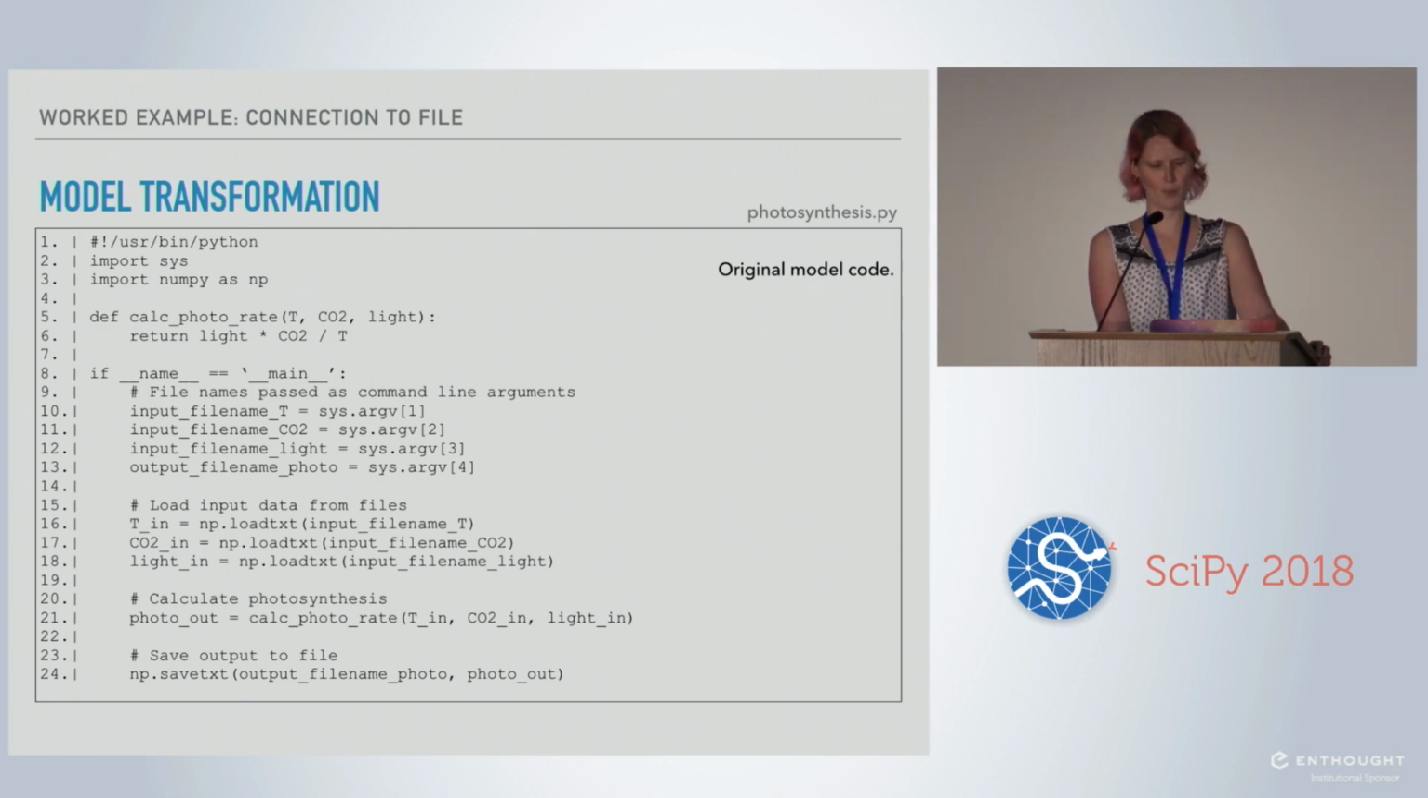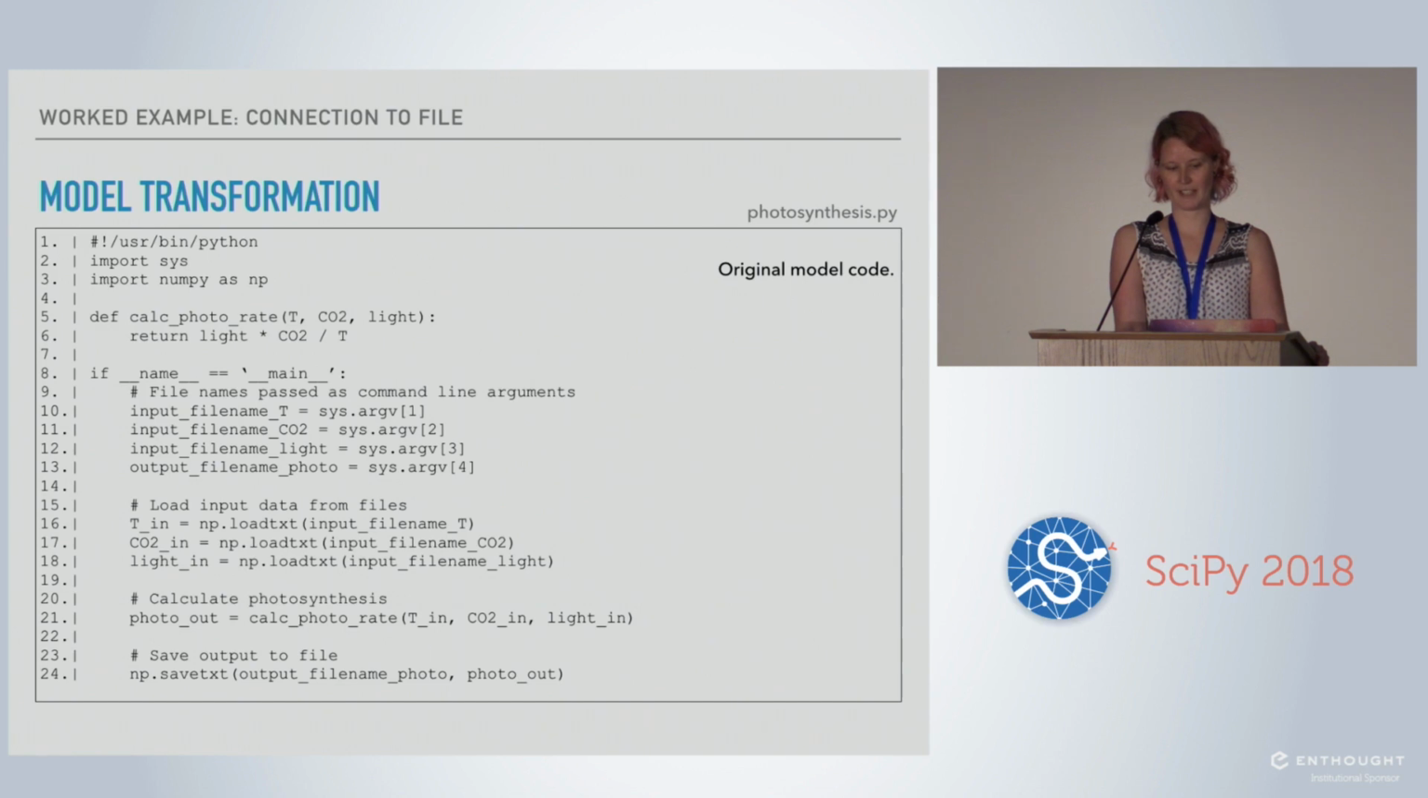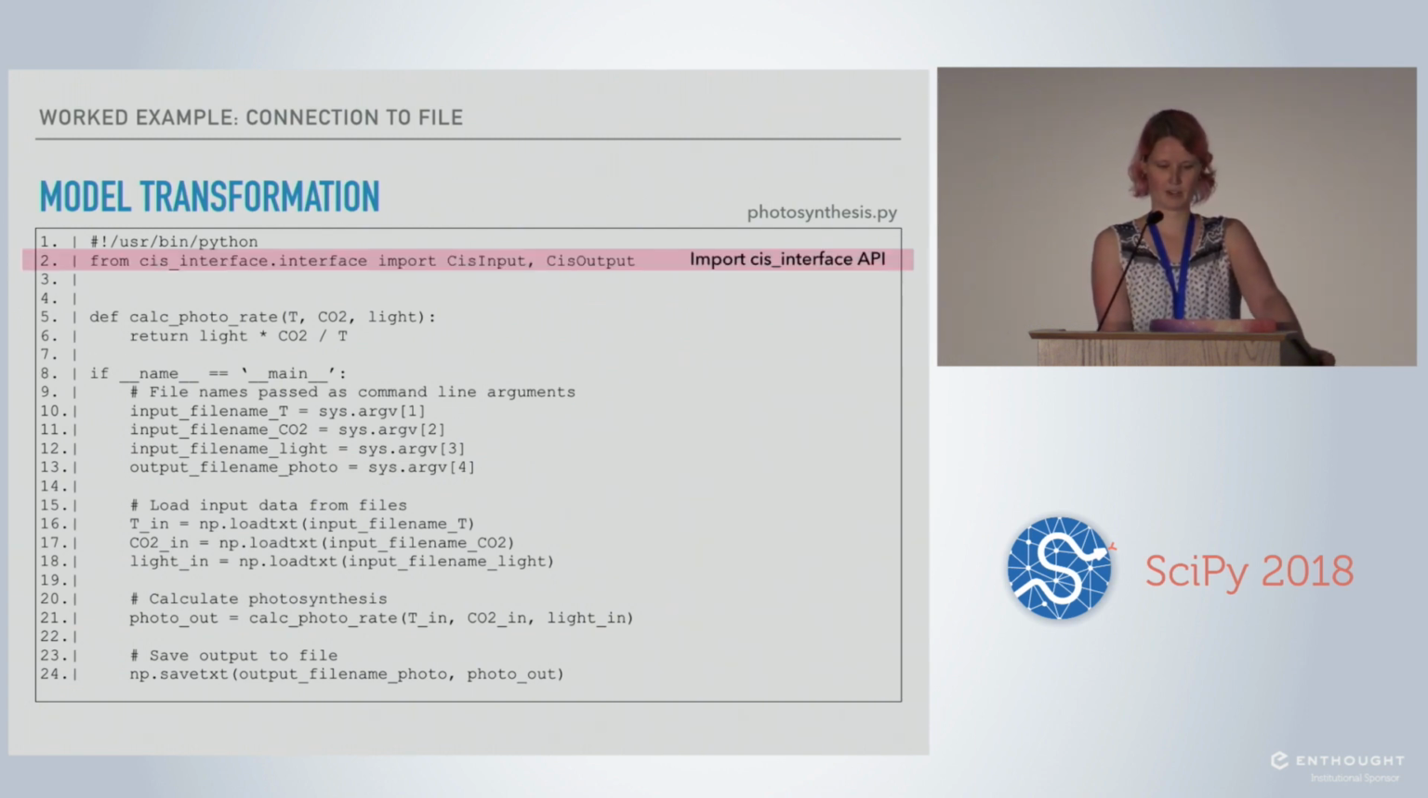photosynthesis.py, where we are calculating photosynthesis rate. This is, of course, not the correct way to calculate photosynthesis, and apologies to the biologists out there. So this very simple model reads input from files that are passed via the command line. It then calls its calculation function and then saves it to the output file. So what this would look like using the interface calls, first of all, we need to import our API.